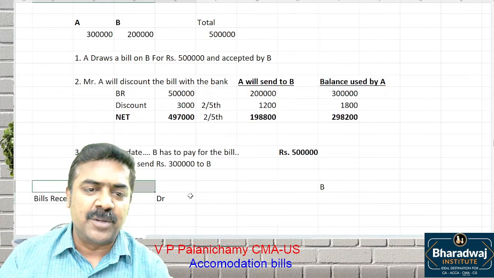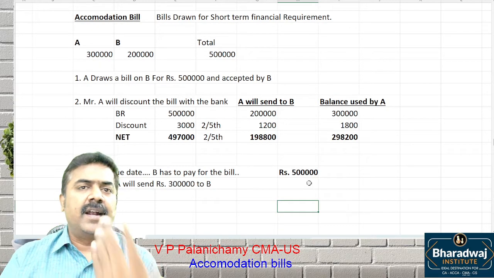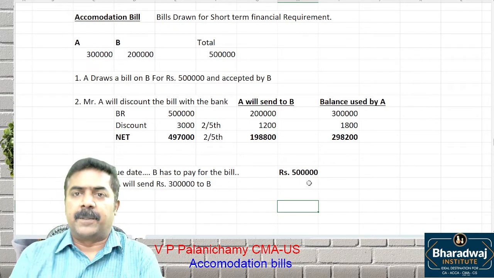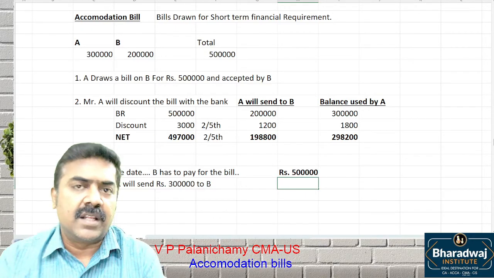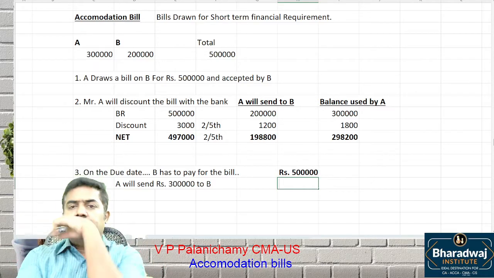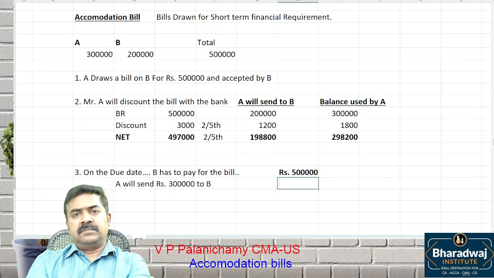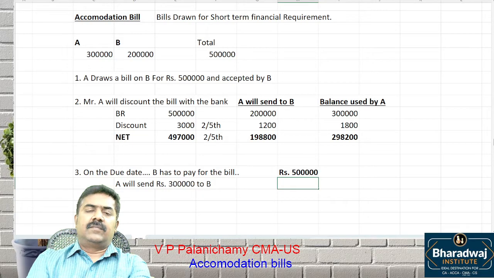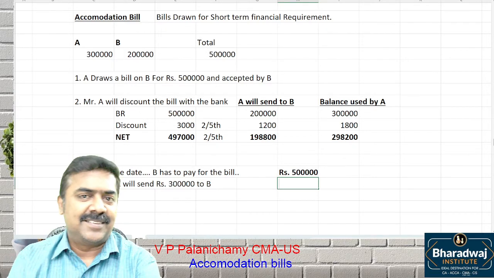The journal entries are going to be the same, but the concept is okay. We draw the bill mutually, and of course, we use the money for short term purpose. Take up this, then we will proceed. If there is a doubt, please ask me. In the exam, they will ask you to pass a journal entry for this.